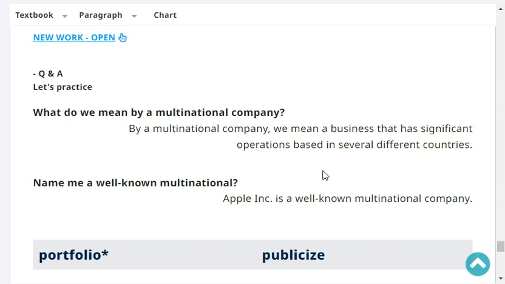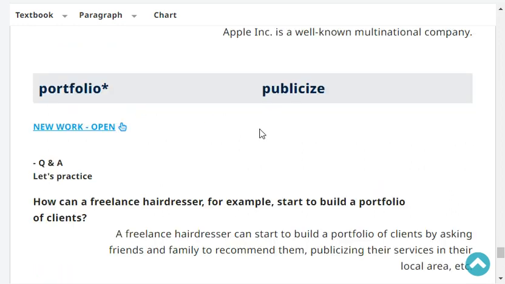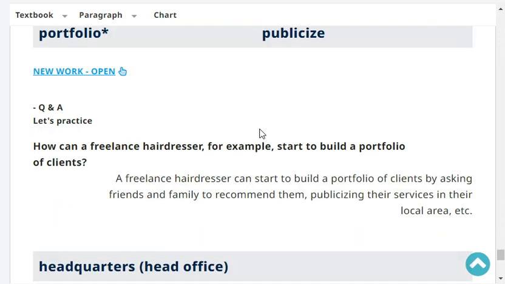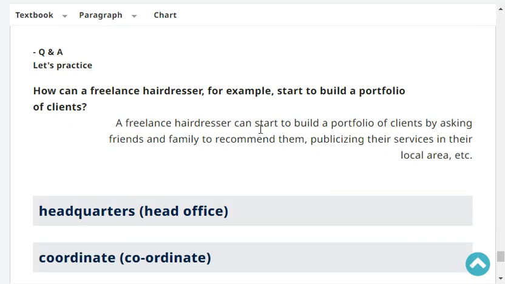Apple is a well-known multinational company. Very good. How can a freelance hairdresser, for example, start to build a portfolio of clients?